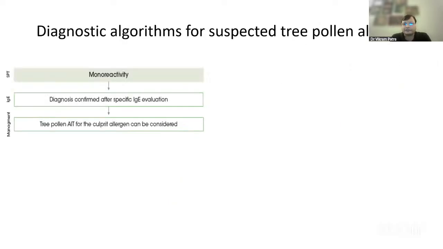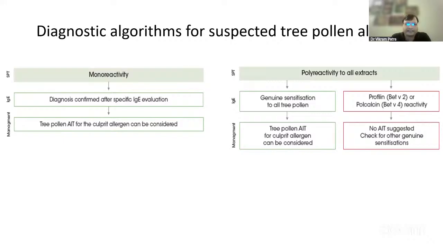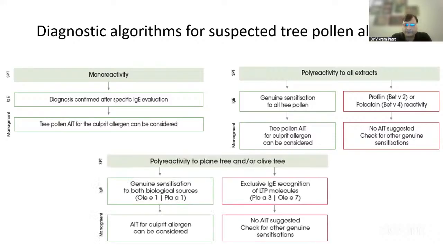Now, diagnosis for suspected tree pollen. If it is monoreactivity to the specific IgE, then AIT should be considered. Polyreactivity to all extracts: if profilin, polcalcin are present, no AIT. If genuine sensitization, yes, you should go for AIT. Many a times you may get specific IgE to different pollens, a tree pollen or a weed pollen. You should go for AIT in both these conditions.